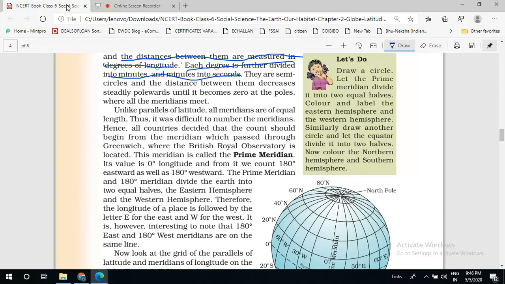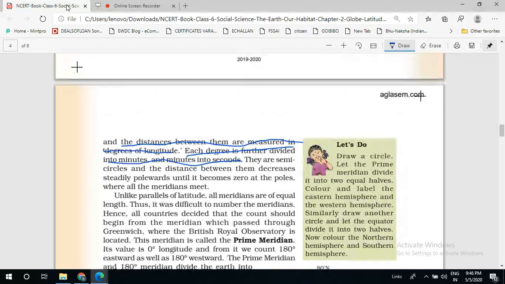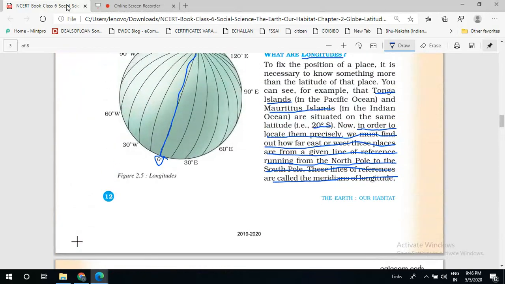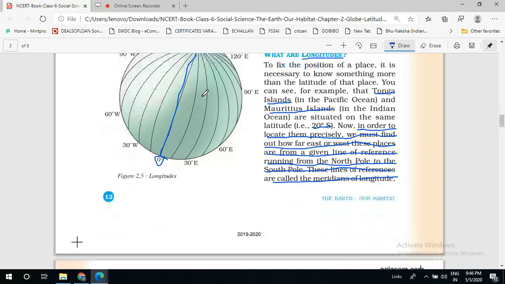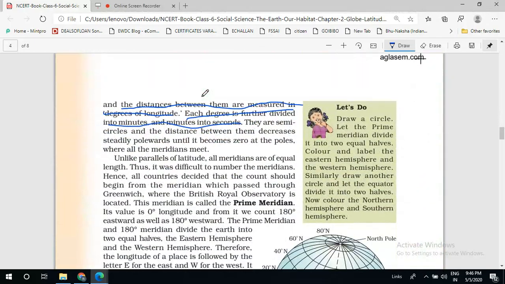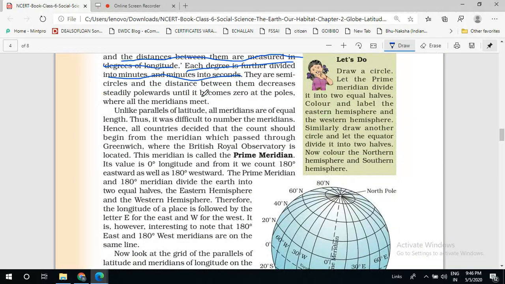Okay, I told you just now about the 0 degree meridian. This is the 0 degree meridian, and this same meridian is 180 degree at the back, and this meridian is called the prime meridian. So all countries decided that the count should begin from the meridian which passed through Greenwich, where the British Royal Observatory is located. This meridian is called prime meridian.